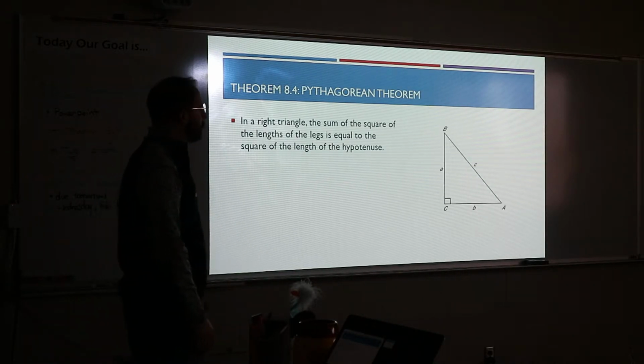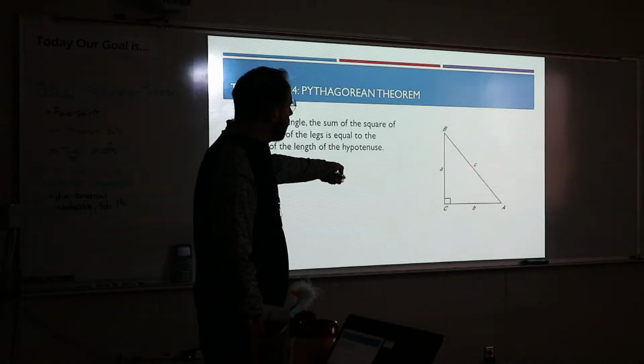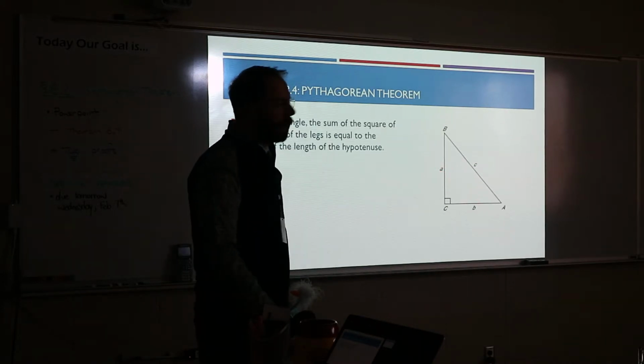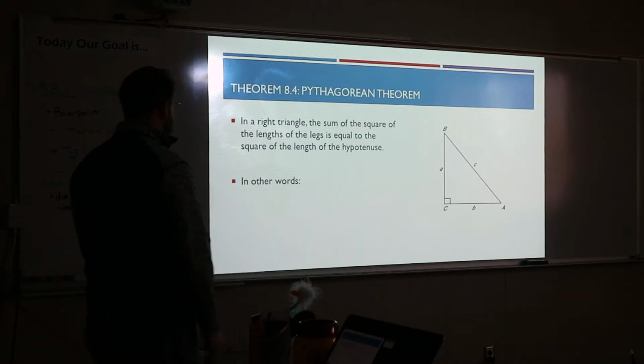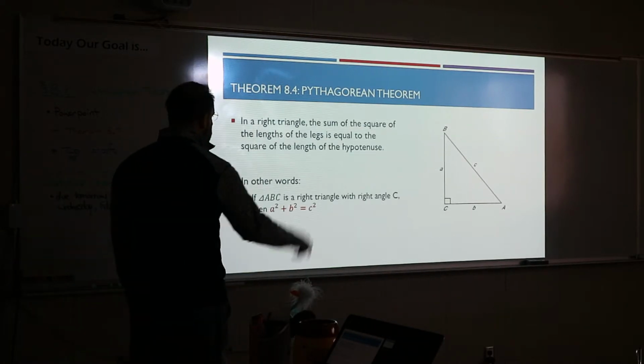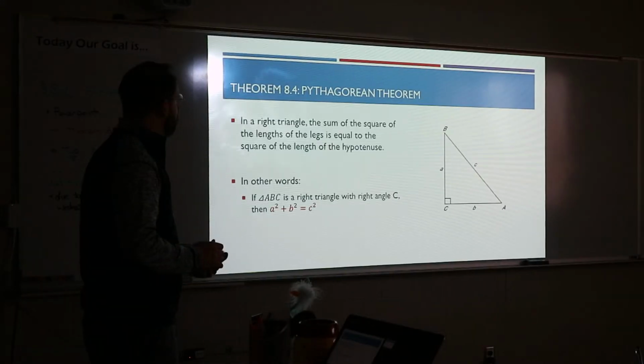So here's the picture I used earlier. Notice A, B, and C. The hypotenuse is always the letter C. The legs are A and B, and I don't care which one's A and B. Okay? So that's your labels. This is what the formula says: A squared plus B squared equals C squared. You square the legs, you sum them together, you add them, and that's equal to the square of the hypotenuse.